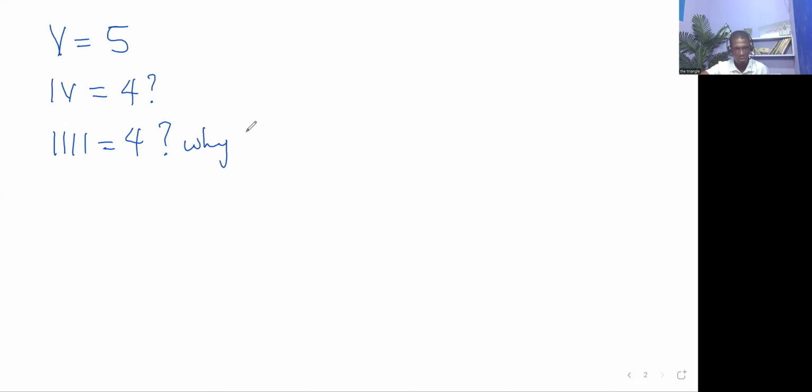We're talking about this V, which stands for 5. We tend to ask ourselves, why is IV 4? Why is it not four strikes? It's very simple. Let's do this together.